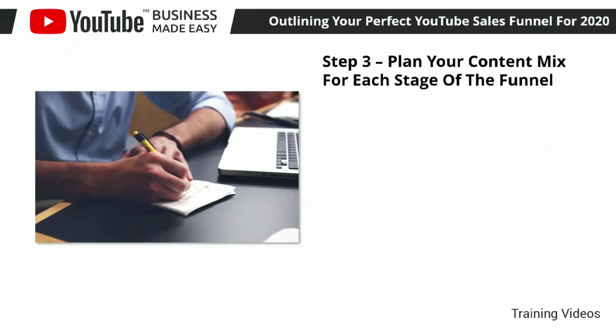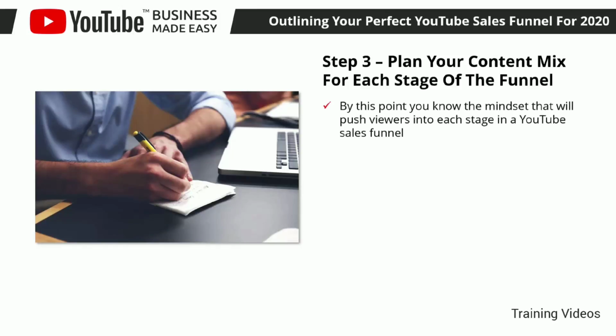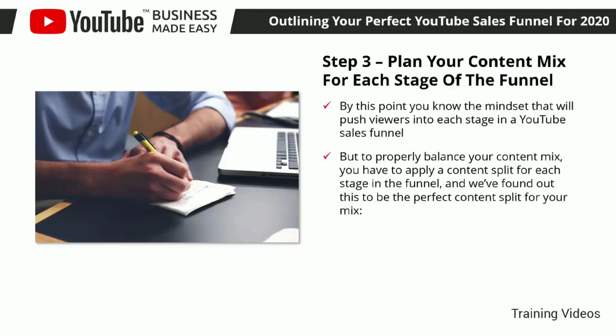Step number 3. Plan your content mix for each stage of the funnel. By this point, you know the mindset that will push viewers into each stage in a YouTube sales funnel, and you have a clearer idea of the type of content that you need to produce to balance things out. But to properly balance your content mix, you have to apply a content split for each stage in the funnel, and we found out this to be the perfect content split for your mix.